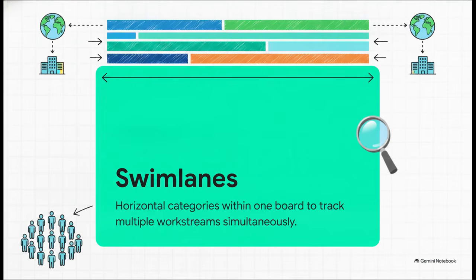But we can actually take things a step further with a really cool feature called Swimlanes. Basically, a swim lane is a horizontal category within the same board, used to track multiple work streams simultaneously. It's like adding a whole new dimension to your board. To give you a fantastic real-world example straight from our sources, a 15-person operations team actually used these exact swim lanes to separate their work streams for different regional offices. They managed all of those distinct locations beautifully without ever having to leave a single unified board.